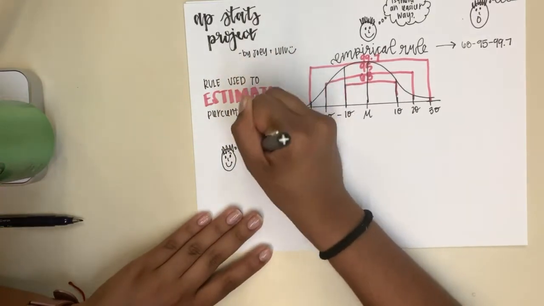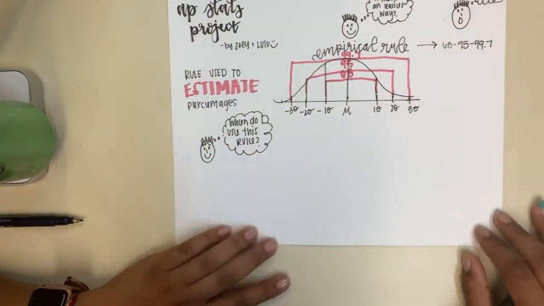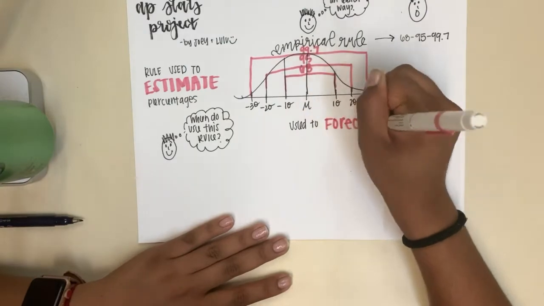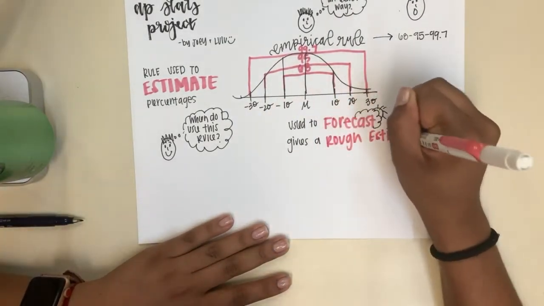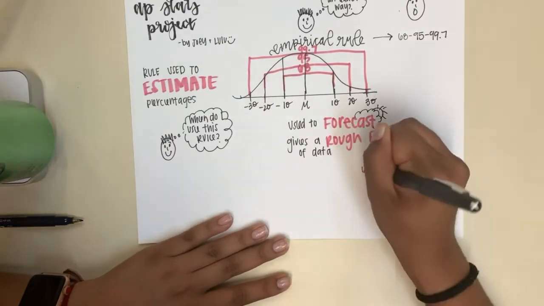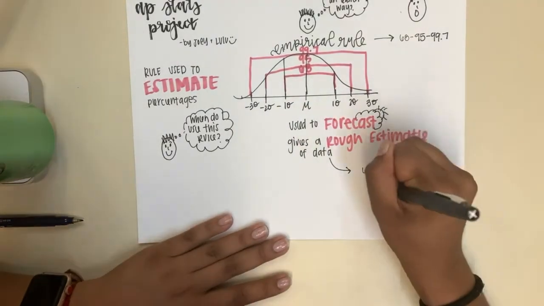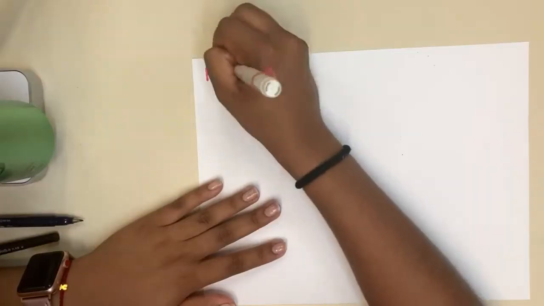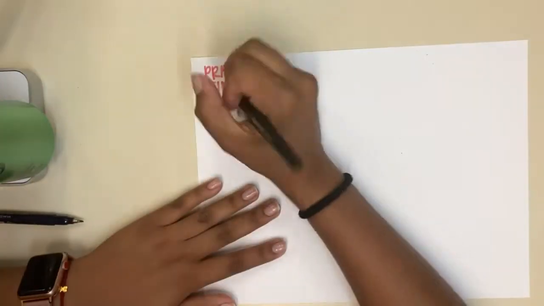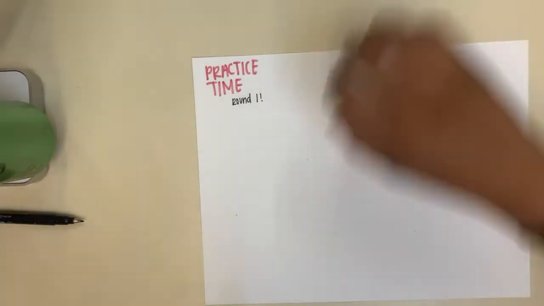You might be asking yourself, when do we use the empirical rule? This rule is often used in statistics to forecast, especially when obtaining the right data is difficult or impossible to get. The rule can give you a rough estimate of what your data collection might look like if you were able to survey the entire population. Now that you know the basic explanation of the empirical rule, let's put it into practice.